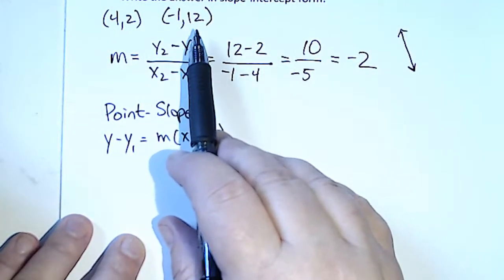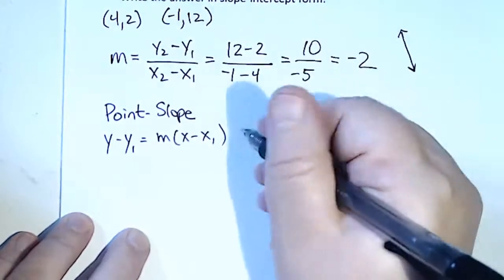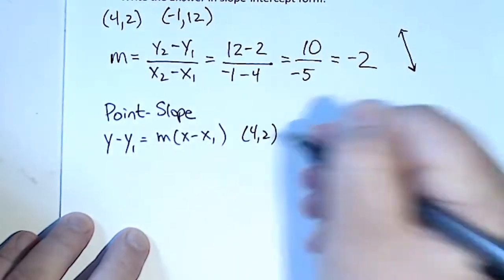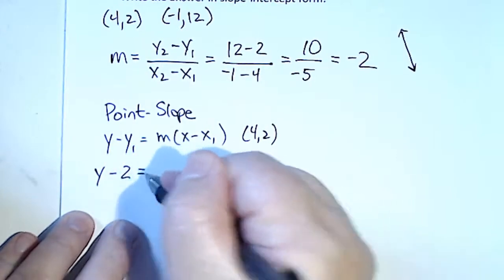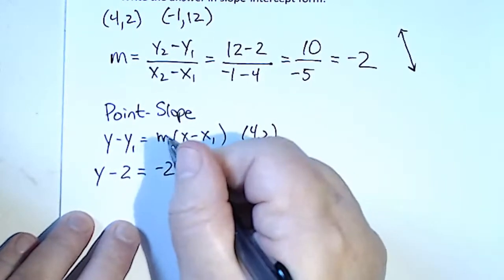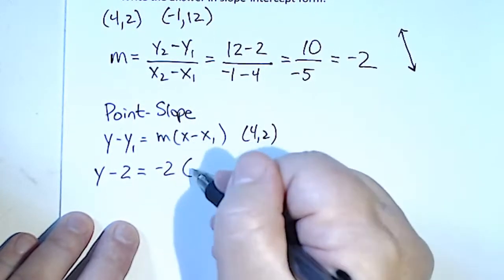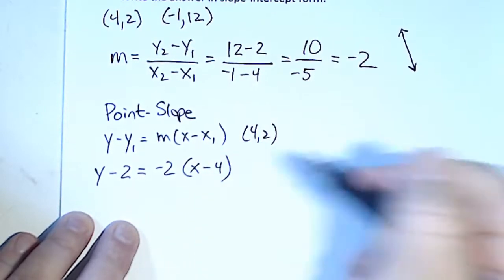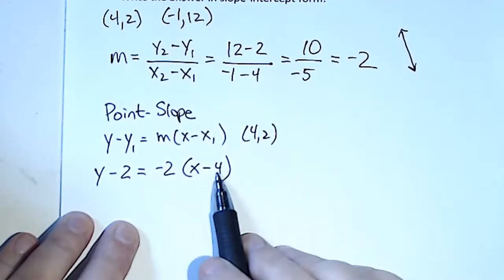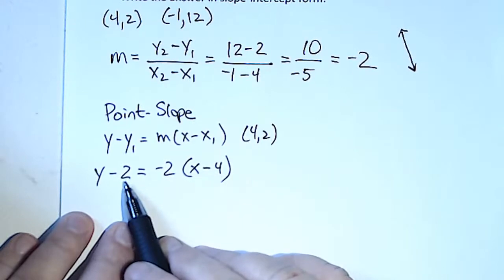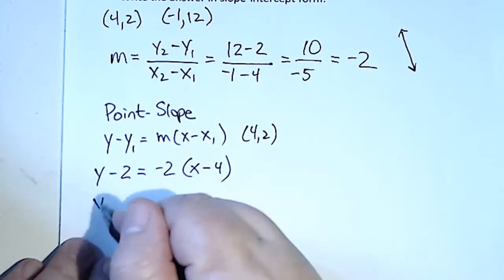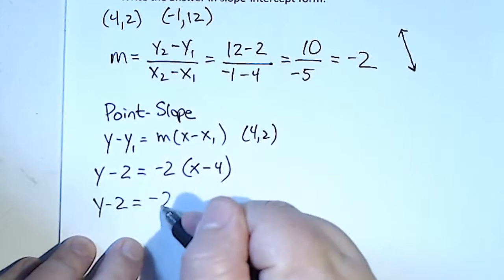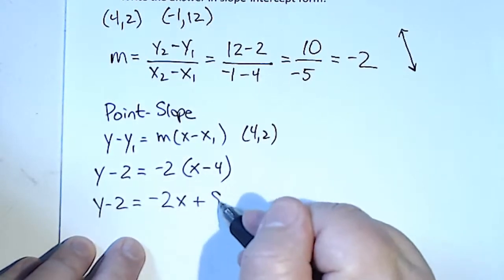I don't care which one. I personally would go with (4, 2), just because it's all positive. So I get y minus 2 equals negative 2, remember, the slope was negative 2, times x minus 4. So I plug in the x value here, the y value here, and the slope right there. And then I solve. y minus 2 equals negative 2x plus 8.